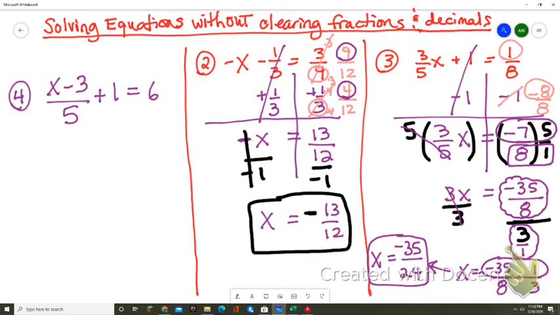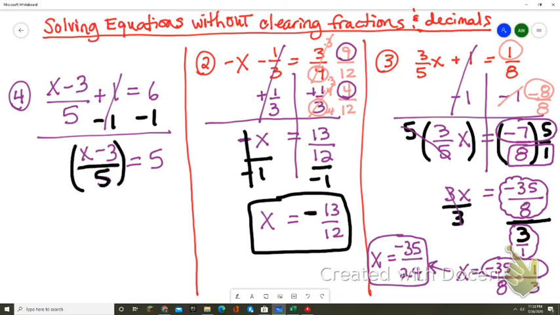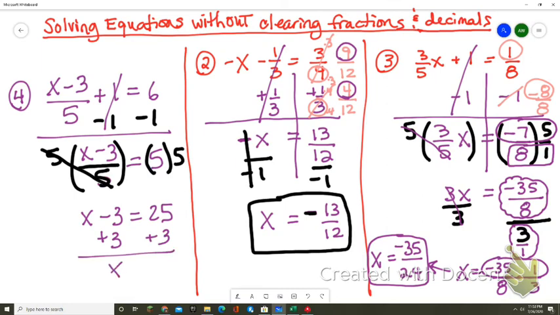So you're going to undo the plus 1 by subtracting 1 from both sides. And you get x minus 3 over 5 equals 5. Just like we did on the other problems, you want to undo the divided by 5 by multiplying by 5. So that cancels. What you do to one side, you have to do to the other. So we get x minus 3 equals 25. And then we add 3 to both sides, and you get x equals 28. So sometimes your fractions might have a little bit more to them for the numerator, but you still clear them the same way.